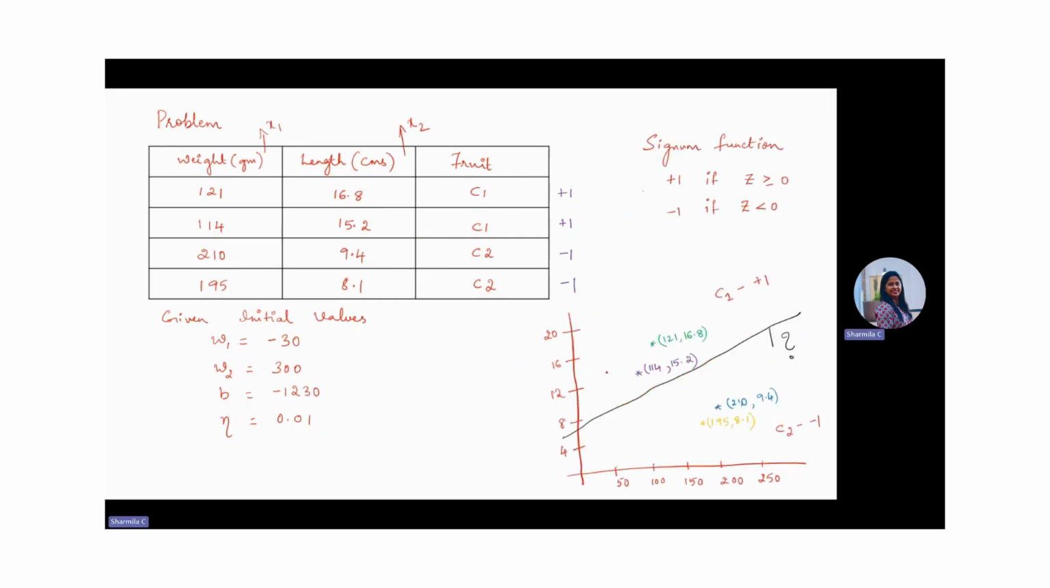If I plot these values in a graph, this is how the graph looks. What I need to identify is this boundary function. Why so? When I identify this boundary function, I can give it the input that I need to classify, to find whether it belongs to class C1 or class C2. Now we'll start with the problem.